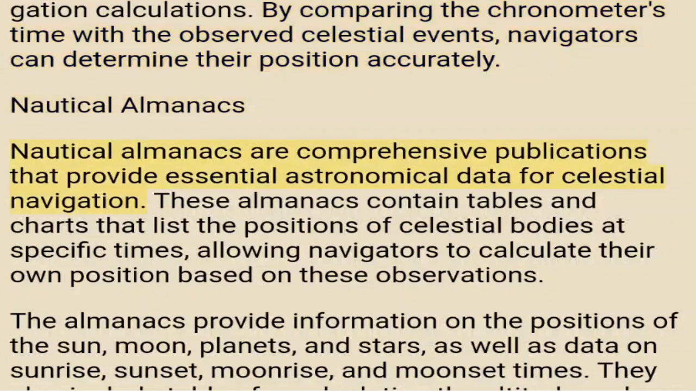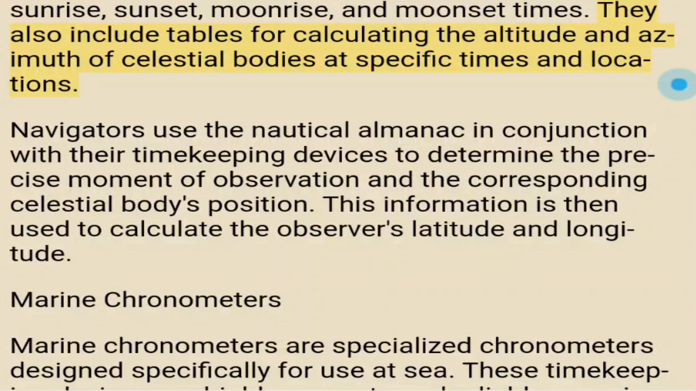Nautical almanacs. Nautical almanacs are comprehensive publications that provide essential astronomical data for celestial navigation. These almanacs contain tables and charts that list the positions of celestial bodies at specific times, allowing navigators to calculate their own position based on these observations. The almanacs provide information on the positions of the sun, moon, planets, and stars, as well as data on sunrise, sunset, moonrise, and moonset times. They also include tables for calculating the altitude and azimuth of celestial bodies at specific times and locations.